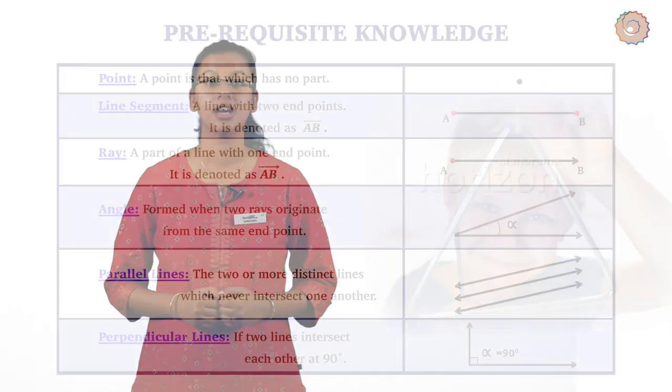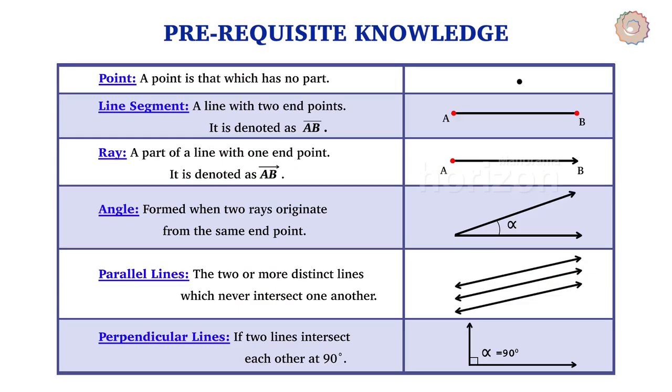Before going into detail on lines and angles, let's see some prerequisite knowledge on certain definitions. A point is that which has no part. A line segment is a line with two endpoints. It is denoted as AB with a bar on top of it. A ray is a part of a line with one endpoint. It is denoted as AB with a ray on top of it. An angle is formed when two rays originate from the same endpoint. Parallel lines are two or more distinct lines which never intersect one another, and perpendicular lines intersect each other at 90 degrees.